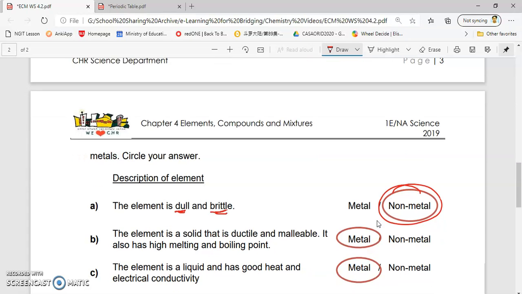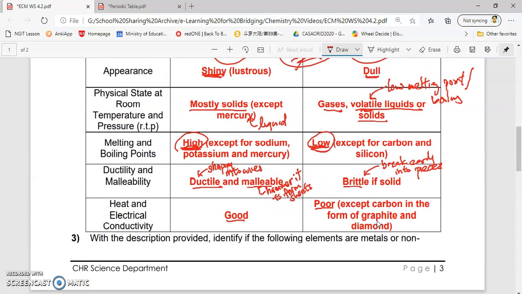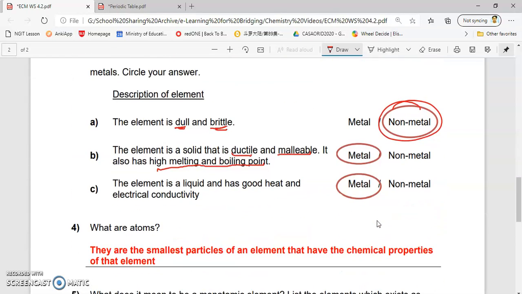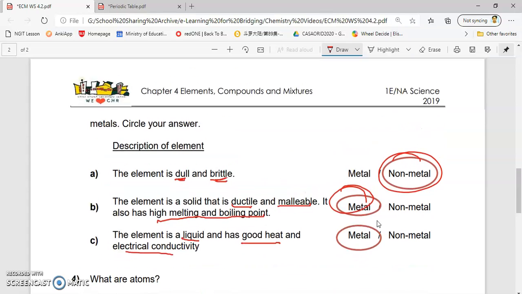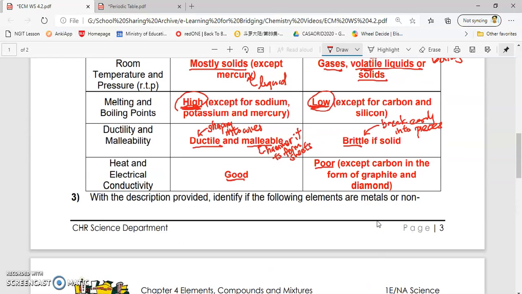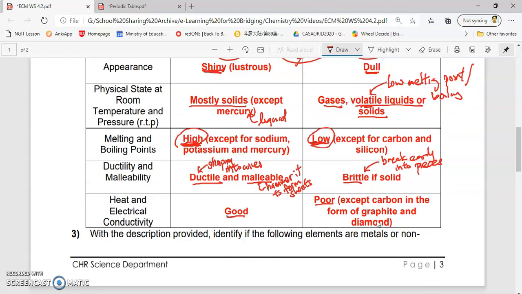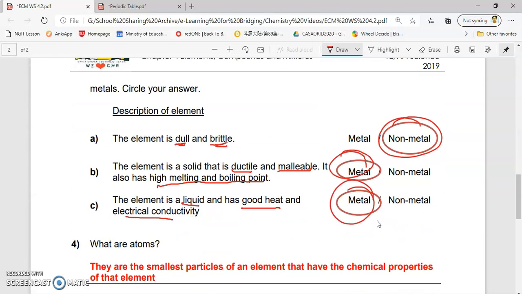An element is a solid that's ductile and malleable, with a high melting and boiling point. If you look at your properties here, you realize high melting and boiling point is metal, ductile and malleable, also metals. So metal. An element is a liquid, but it has good heat and electrical conductivity. If it has good heat and electrical conductivity, you know that it will be a metal. So this one also is clear-cut metal.